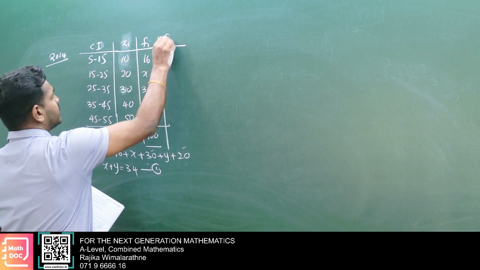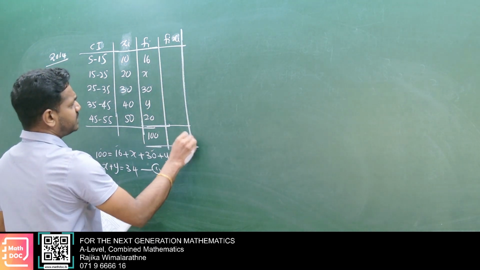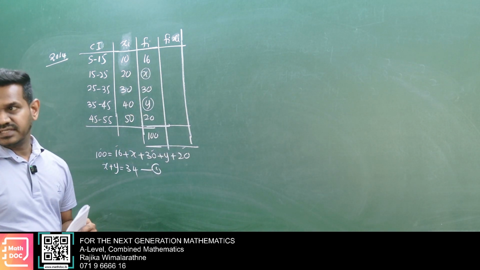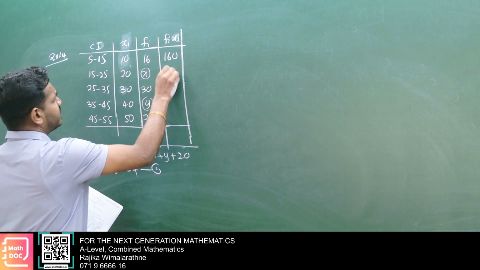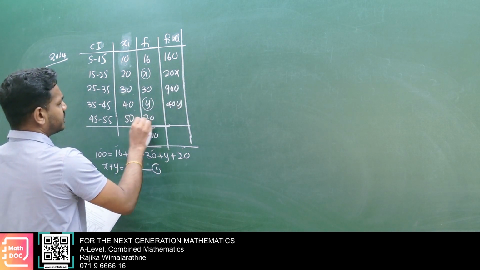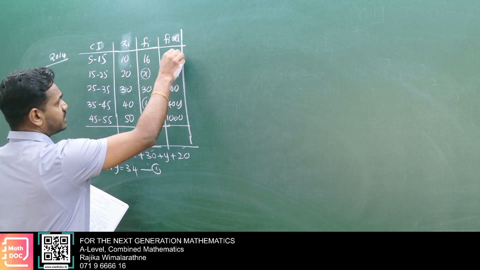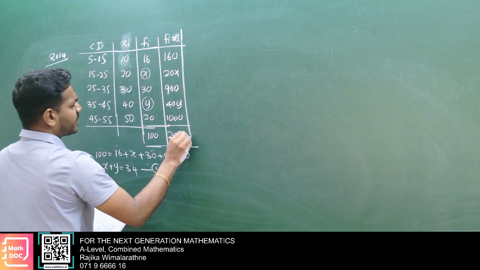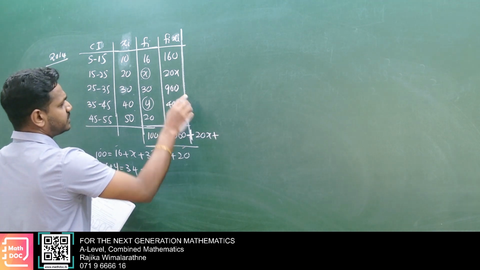Then fi xi. No need to calculate yi because these are small values. And other than that, we have two unknowns. Therefore, no worries, just write the usual pattern. 160, 20x, 900, 40y, 1000. Then calculate: 1900, 2060 plus 20x plus 40y.